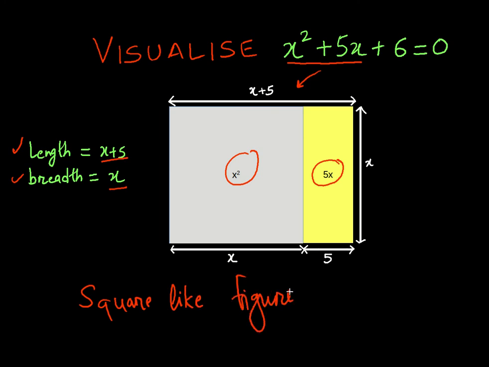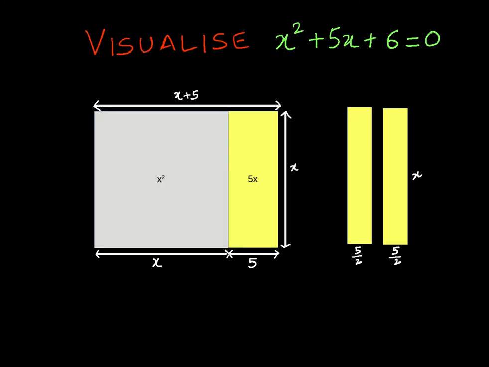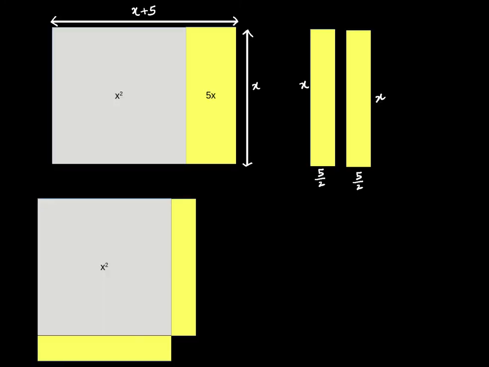To do this, we divide the rectangle with area 5x in the middle, to get two rectangles, each having length x and breadth 5 by 2. The area of each divided rectangle is 5 by 2 x. Let us now rearrange these figures to get a square figure. First, place the square with area x square as it is. Now, drag the first rectangle like this and the second rectangle like this.